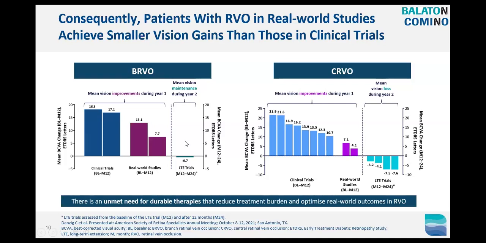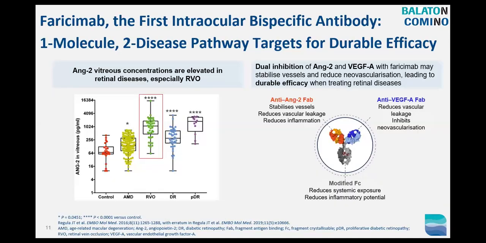So if you look at the letter gains in long-term extension trials for BRVO, it actually goes below 0. So you end up losing the vision gains you had in the first year. CRVO is very similar, more or less the same kind of effect you see. Real-world studies, much, much fewer. Real-world studies is where we are most of the time. Long-term extension happens like when you do clinical trials in the second phase. So I already mentioned this before.